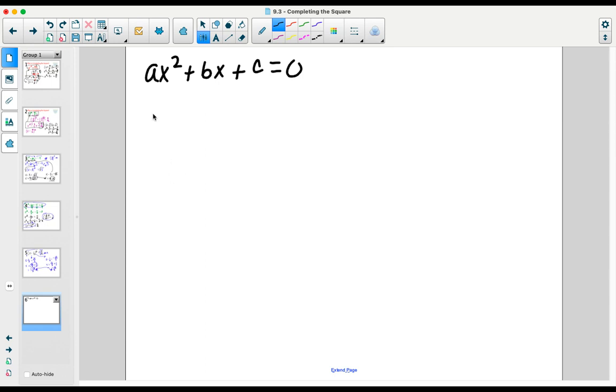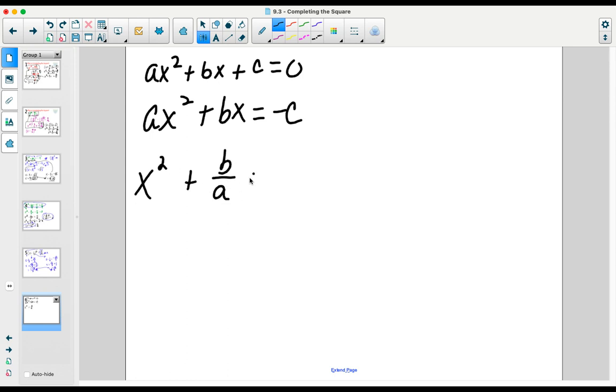So to get started, because we are going to complete the square, let's begin by moving the constant term over to the right-hand side of the equation and rewriting the equation as ax squared plus bx equals negative c. Also, because we want to complete the square, we're going to divide everything by a. And we're going to have a new equation that says x squared plus b over a x is equal to negative c over a.